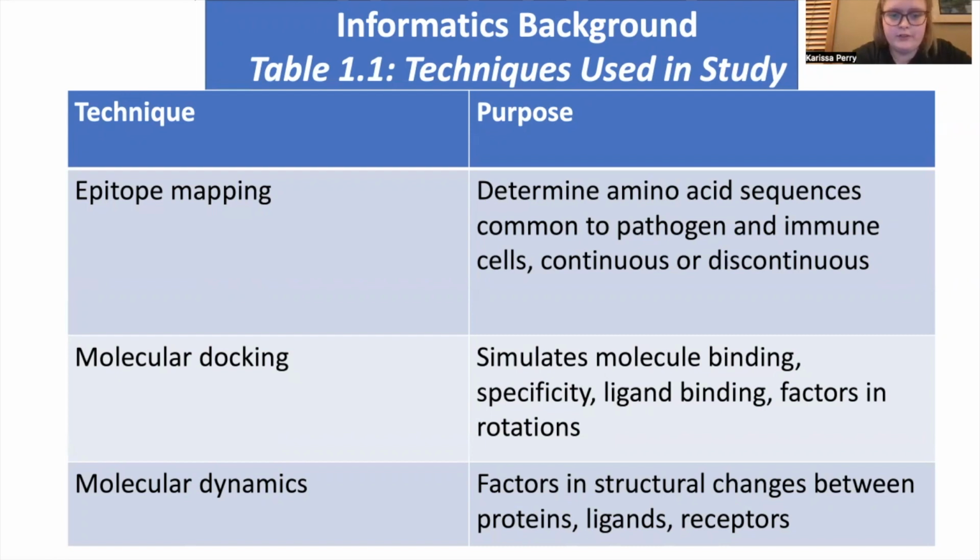This paper also looks at molecular docking, which simulates molecular binding, molecular specificity, ligand binding, and factors in different rotations. And the molecular docking method looked at 70,000 or more different rotations of a protein. So these are different conformational changes that can occur in protein binding. And this study also used molecular dynamics, which factors in structural changes between proteins, ligands, and receptors.